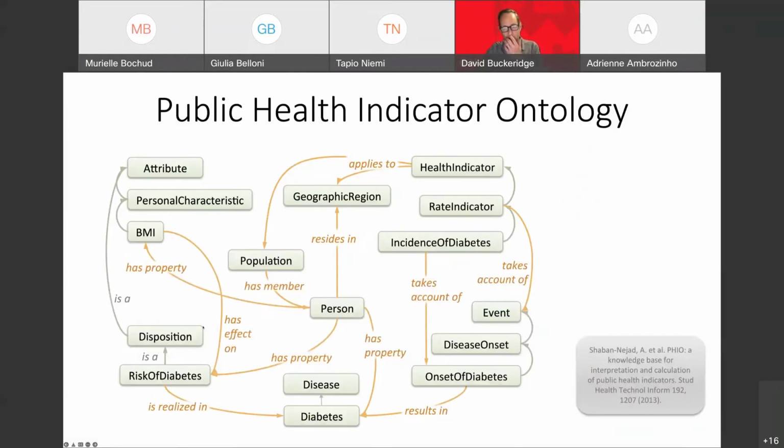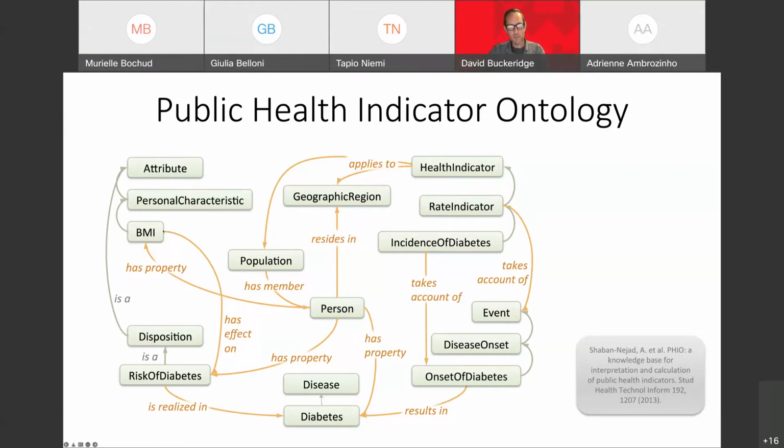Diving a bit more into that public health indicator ontology, just to give you a sense of what it looks like, for those of you who may not have seen this particular approach or technology. Again, a little bit like I was showing before, these concepts here are in these nodes. So an attribute, a personal characteristic, body mass index, these are all concepts. And then the lines indicate relationships between the concepts. So these grayish lines indicate what we call hierarchical taxonomic relationships. So quite simply, a personal characteristic is an attribute, and body mass index is a personal characteristic. And so this creates this kind of hierarchy that allows us to do some type of logical reasoning about how concepts relate to one another.